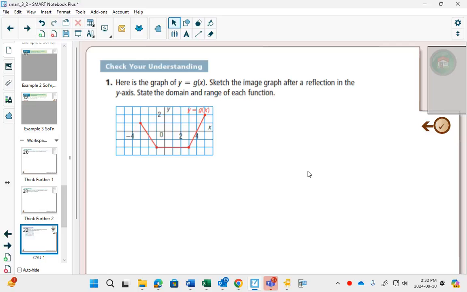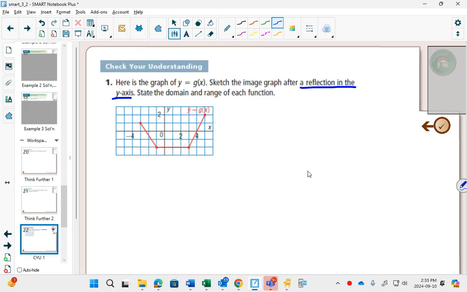So here's the graph of g of x. We want to sketch the image graph after a reflection in the y-axis and state domain and range for each function. So first thing we're going to do in this question, I'm going to underline a reflection in the y-axis. With reflections in particular, there is a number of ways that a question can ask the same thing. So instead of taking 5 questions to see all those number of ways, I underline that part and I'm going to show you the different ways the question could ask the same thing.